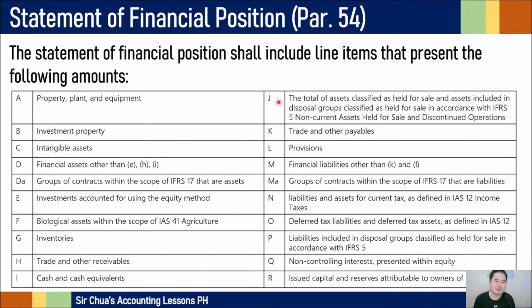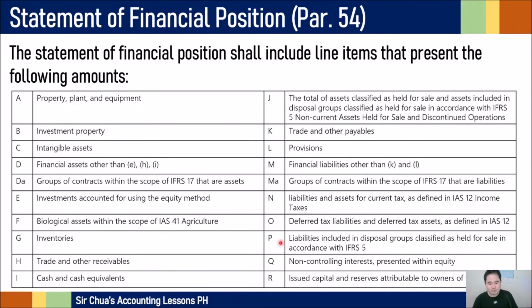And then sa liabilities naman po natin, yung trade and other payables, provisions, and other financial liabilities na hindi payables and provisions. And then, katulad din po nung kanina, mga groups of contracts na separate liabilities that are set out within the scope of IFRS 17 insurance contracts. And then, ang ating pong liabilities and assets for current tax and deferred tax liabilities and deferred tax assets under IAS 12. And then, yung ating pong mga liabilities and disposal group under IFRS 5.